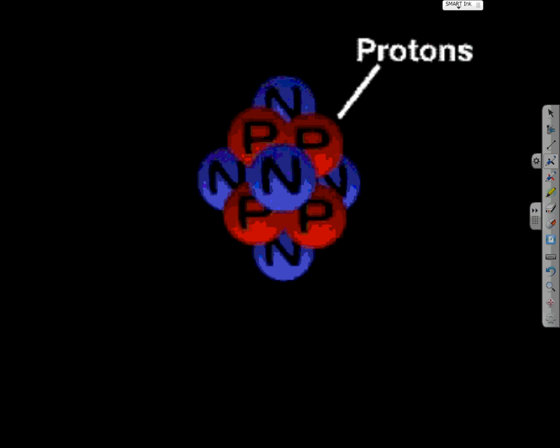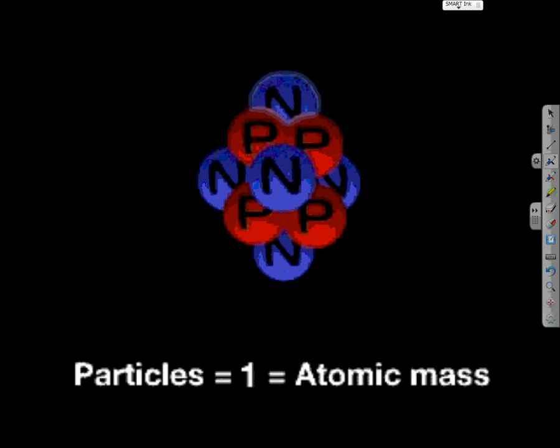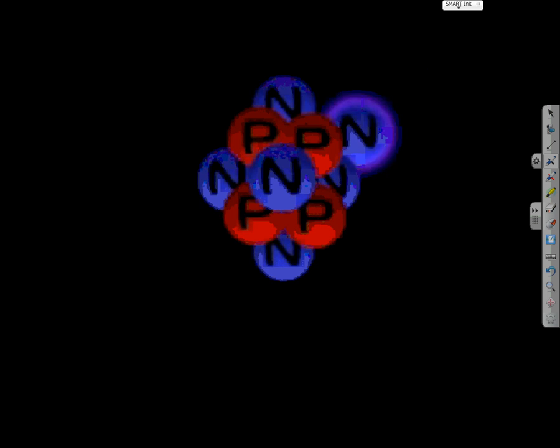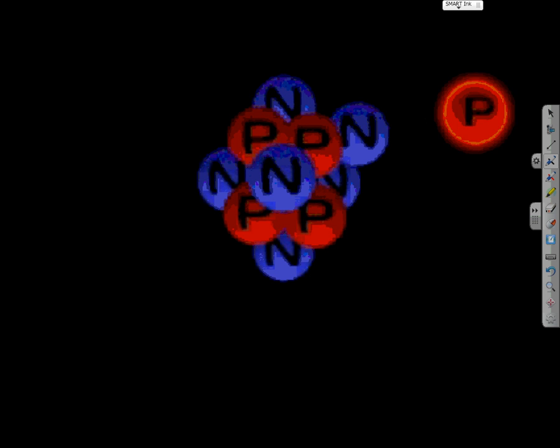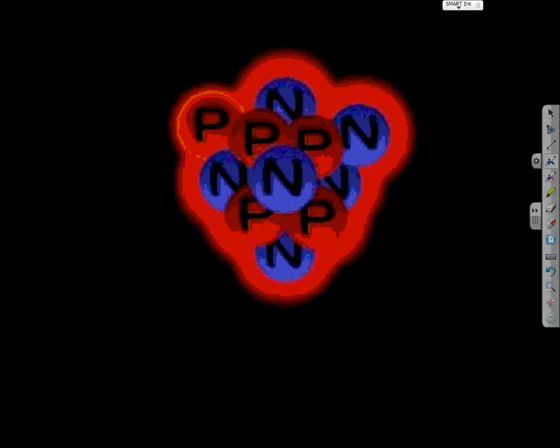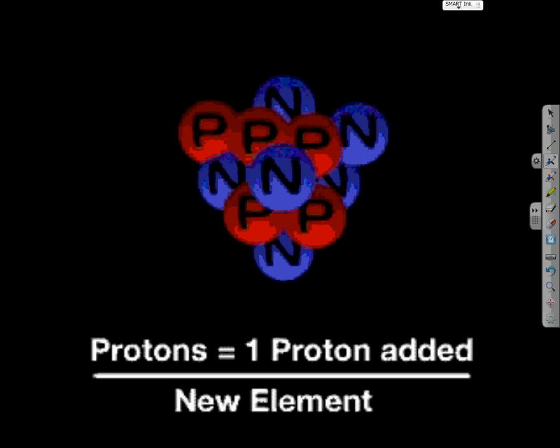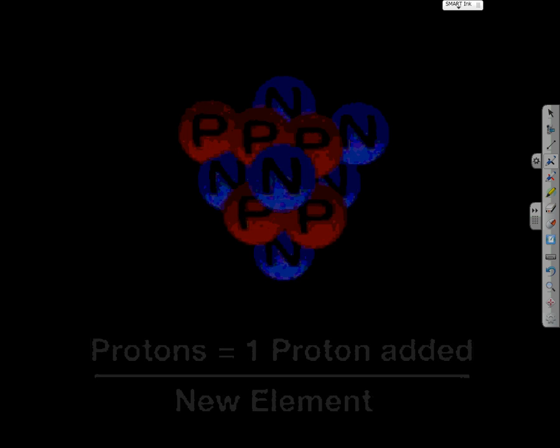The number of protons in an atom tells you what element it is. Almost all the mass of an atom is in its nucleus. The total number of particles found there is the mass number. If a neutron is added, an atom of the same element but with a different mass forms. Atoms with the same number of protons but different numbers of neutrons are called isotopes. However, if the number of protons is changed, an atom of a different element is formed.